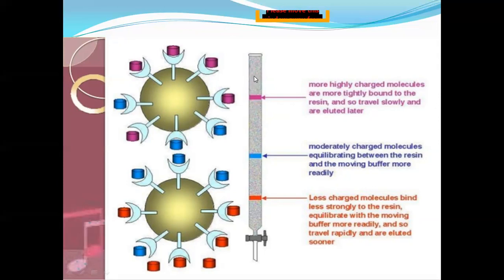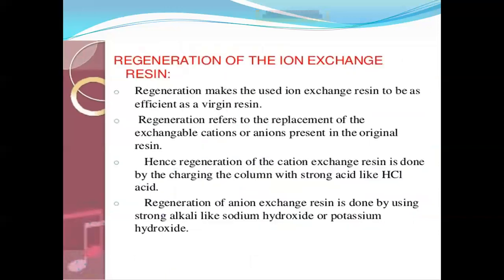Whatever cation of the mobile phase, or whatever ion of the mobile phase, is attached to the resin should be replaced with either Na+ or Cl−. So in that process, we recharge or regenerate the ion exchanger. Regeneration refers to the replacement of the exchangeable cations or anions present in the original resin.